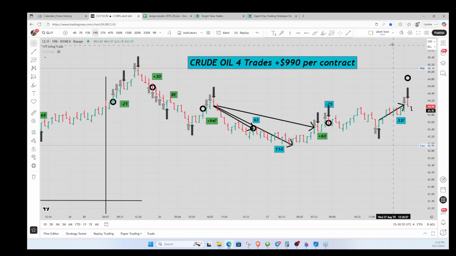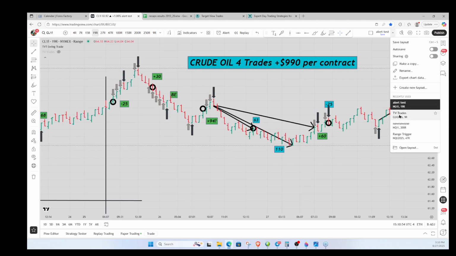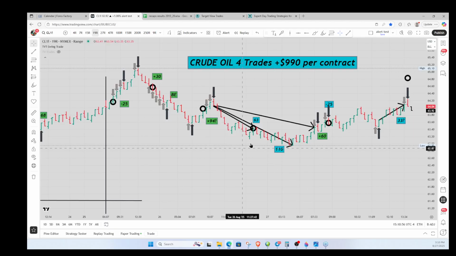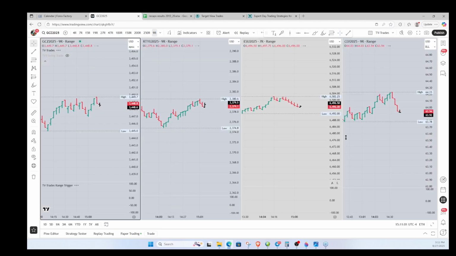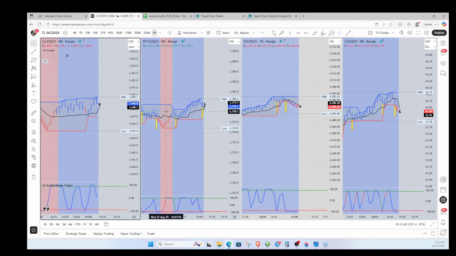So, I switched back to this. I didn't really mean to switch back to this. I meant to switch to this. Cancel on that. Save on this. And go to this one. Let's see if we had any other trades triggering in here. We do not. The Russell is pretty close to a trade, but it's not quite there.